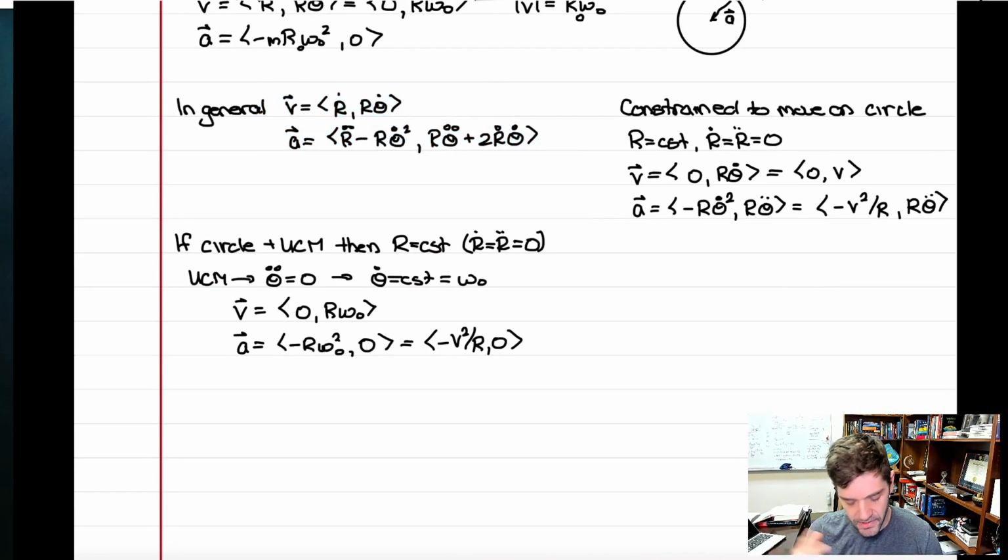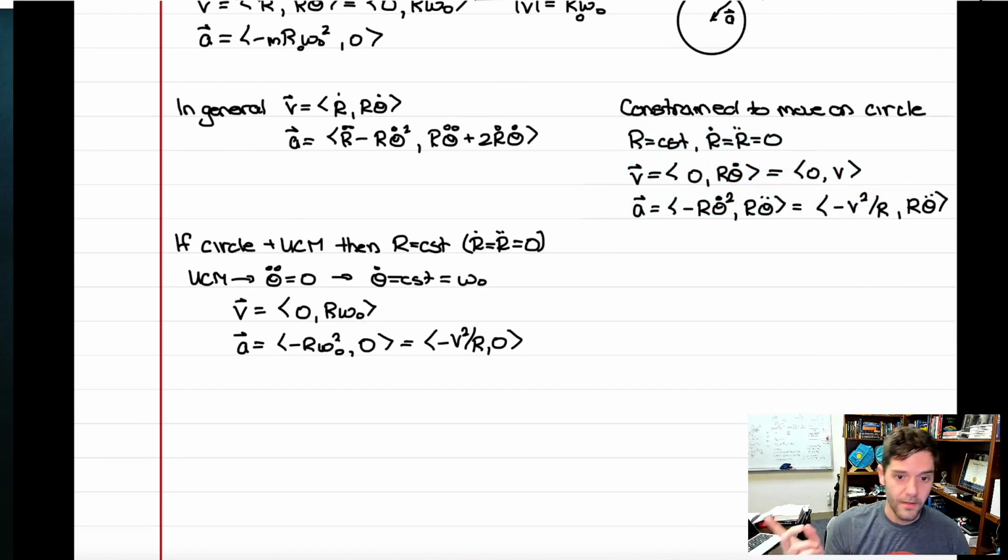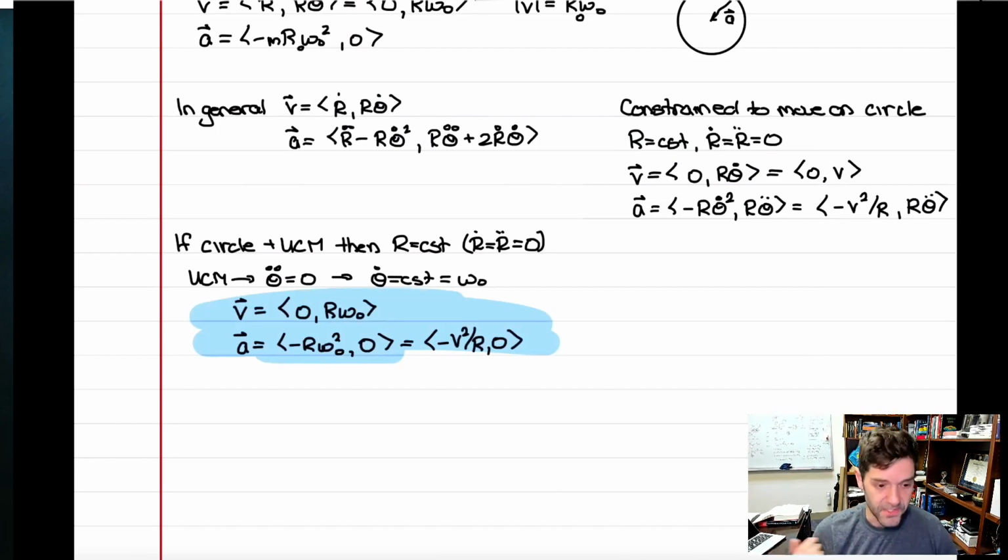But if you know you're stuck moving on a circle, but maybe you can speed up and slow down while on the circle, well, geometrically that implies this, which then simplifies the acceleration and velocity to the following. If you're constrained to move on a circle and it's uniform circular motion, then that's the most constrained. That's saying something about r and its derivatives, and something about the derivative of theta and theta double dot in that case.